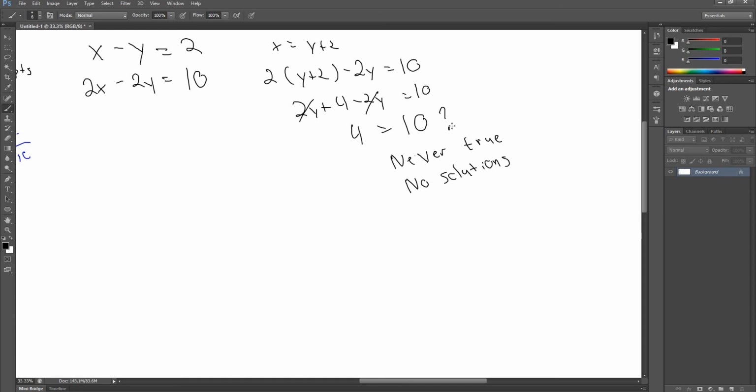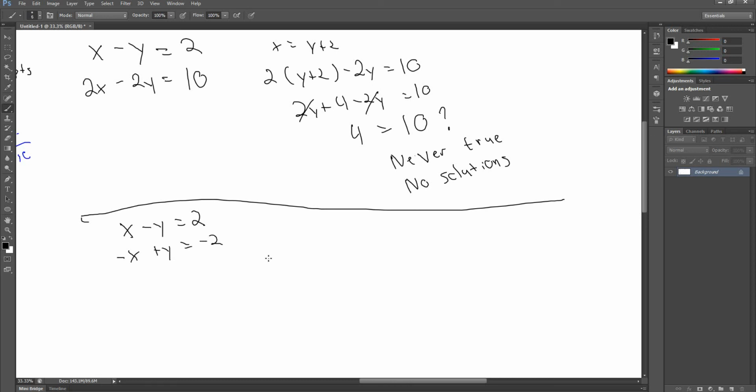If we had a true statement here, say 0 is equal to 0, then we would have infinite solutions. So in dealing with when we might have an infinite number of solutions, an example might be x minus y is equal to 2, and then negative x plus y is equal to negative 2. We would solve for x in this case, so x is equal to 2 plus y.